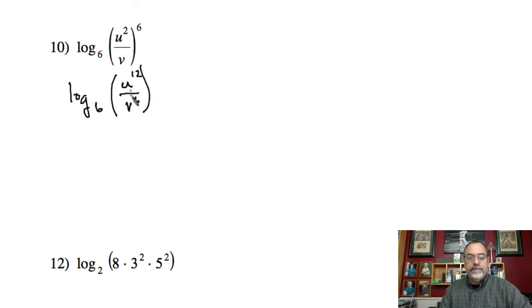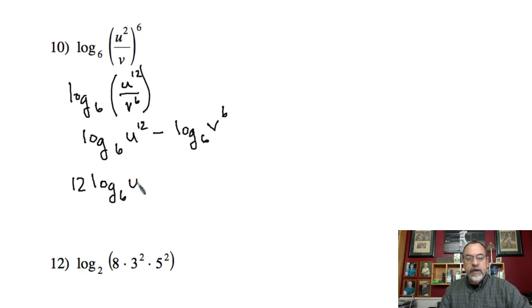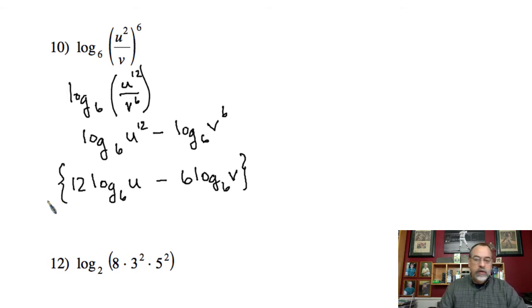Now this is division, so we're going to subtract those exponents. So it's log base 6 of u to the 12th minus log base 6 of v to the 6th. And again, because I have a power here, I can move it in front. So 12 log base 6 of u minus 6 log base 6 of v. So this would be the expanded form. And I have that one right.